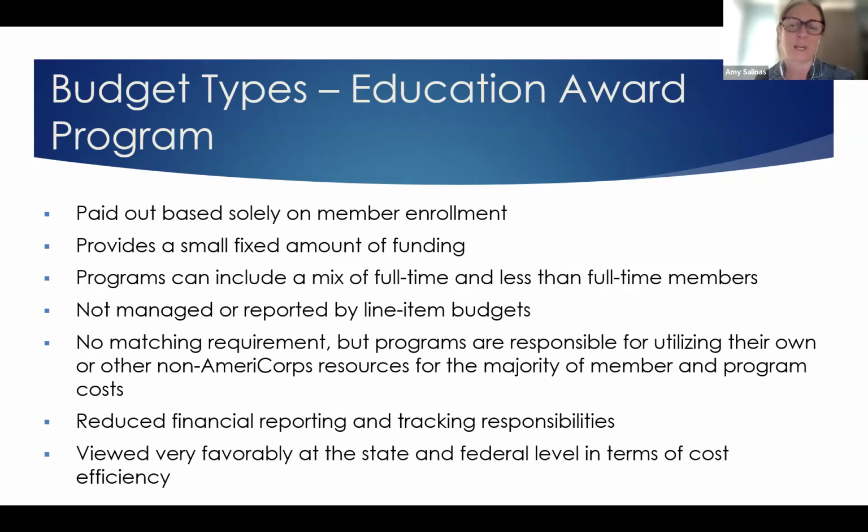It's similar to the full-time fixed amount budget in the fact that it's not managed or reported by line items. There's no matching requirement, but programs selecting an education award program budget are responsible for utilizing their own or other non-AmeriCorps resources for the majority of those member and program costs. This budget type, like the fixed amount, has reduced financial tracking responsibilities, but you should still adhere to the same good financial requirements and responsibilities.